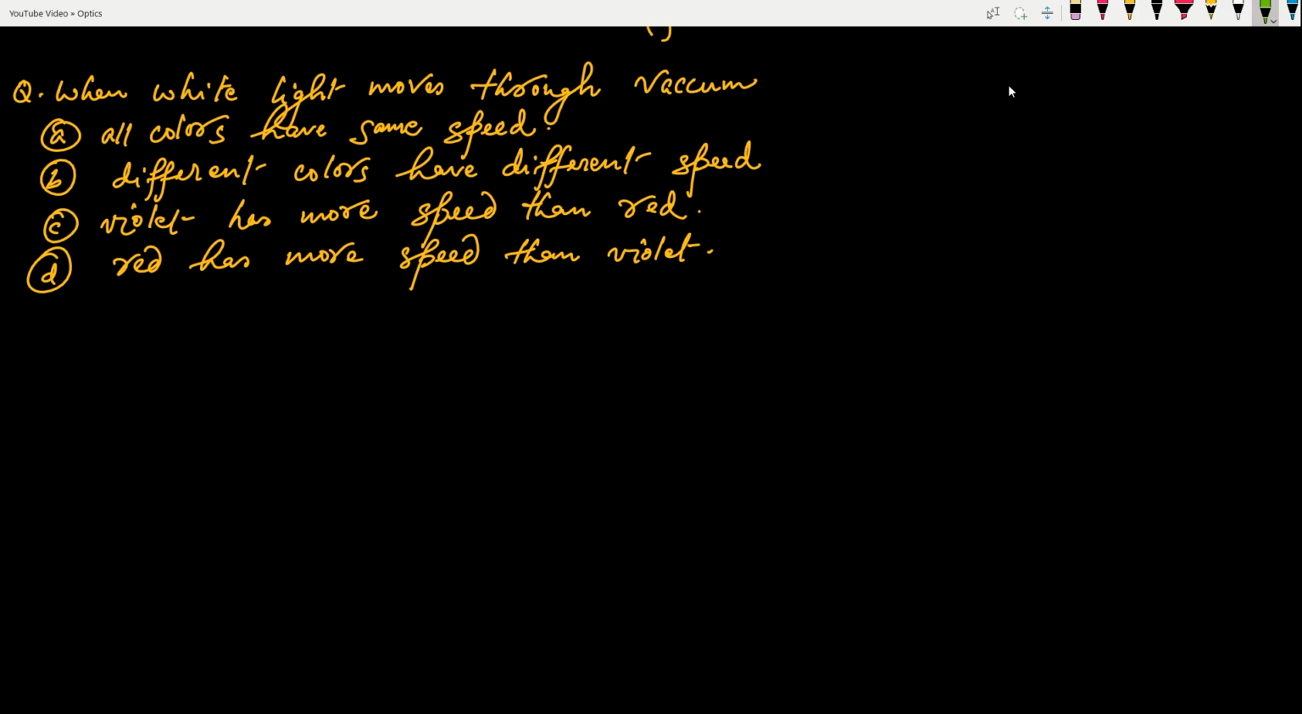So let's see. It says that when white light moves through vacuum, then 4 options are given. All colors have the same speed. Different colors have different speeds. Violet has more speed than red. Red has more speed than violet. So how to solve this?